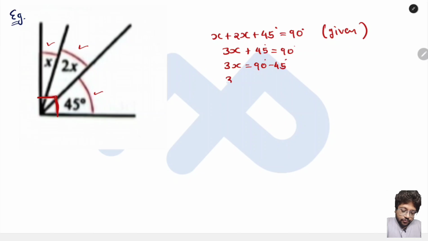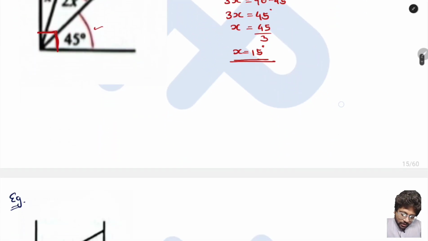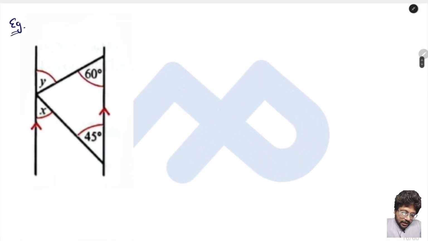That is 45 only. And then this 3 will be thrown in the division. So 45 divided by 3, x is 15. So the value of x is 15. Clear? Let's see the last example.